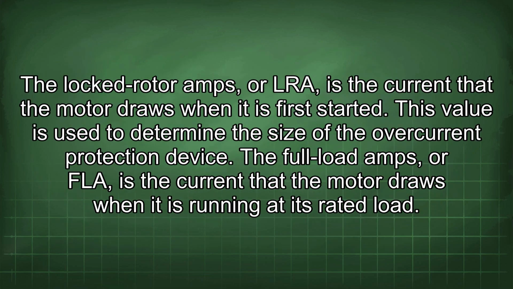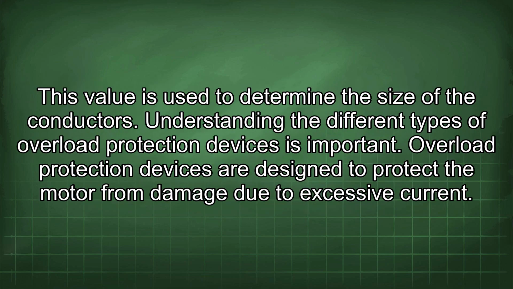The locked rotor amps, or LRA, is the current that the motor draws when it is first started. This value is used to determine the size of the overcurrent protection device. The full load amps, or FLA, is the current that the motor draws when it is running at its rated load. This value is used to determine the size of the conductors.